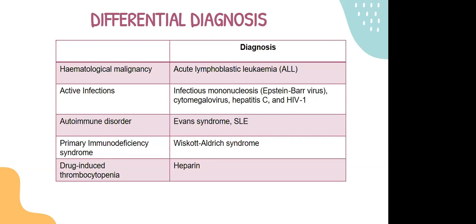Active infection, the ongoing viral infections such as Epstein-Barr virus, cytomegalovirus, Hep C, and HIV-1 can also present with thrombocytopenia. Autoimmune disorders such as Evans syndrome and SLE can also present with thrombocytopenia. Evans syndrome is an autoimmune hemolytic anemia that occurs in combination with thrombocytopenia. Primary immunodeficiency syndrome, such as Wiskott-Aldrich syndrome. Drug-induced thrombocytopenia is rare, but can present with thrombocytopenia. An example of the drug is heparin, which is an anticoagulant.